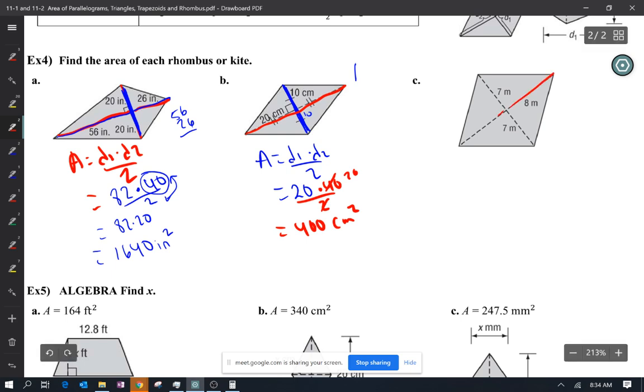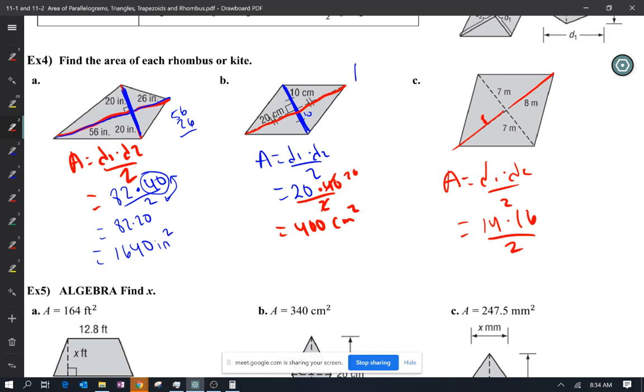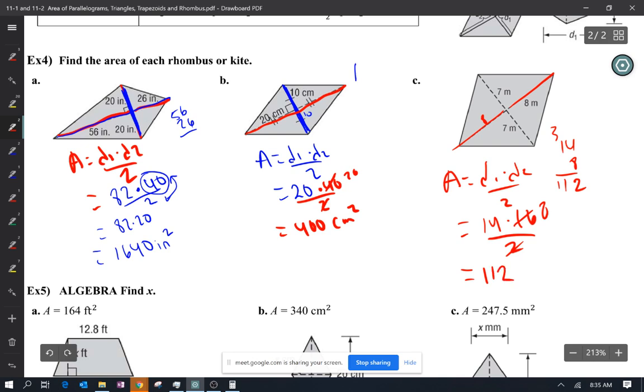If this is 8, then this is also 8, right? And if that's 7, that's 7. All right, so the area is going to be diagonal 1 times diagonal 2 over 2. So we're going to get 14 times 16 over 2. I'm going kind of fast here because they're so easy. Make that 8, so 14 times 8 is 112. 112 meters squared. All right, any questions there? It's a good place to pause before we get to the last 3.